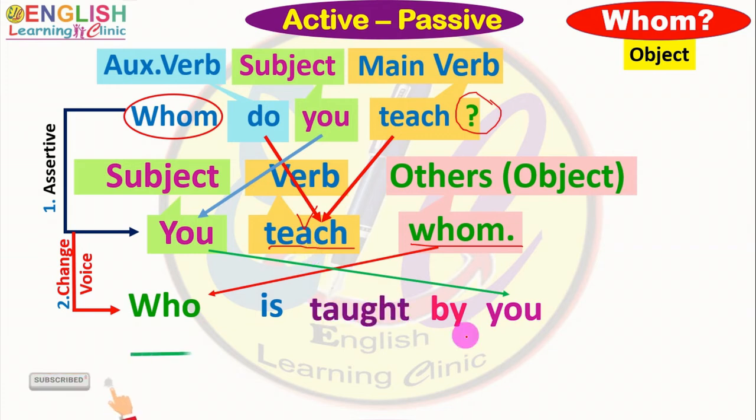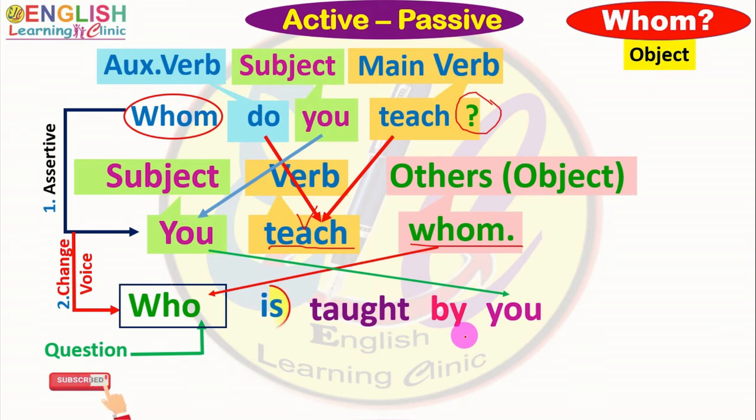Now make it question. And quite interestingly, look at this structure. The WH word is first, next the auxiliary verb, next the verb form, next the others. Quite interestingly, the structure is automatically in an interrogative structure. So, to show it as an interrogative sentence, you just have to put the note of interrogation at the end of the sentence. So, if you are instructed to change the voice of the sentence, whom do you teach? The answer will be who is taught by you.